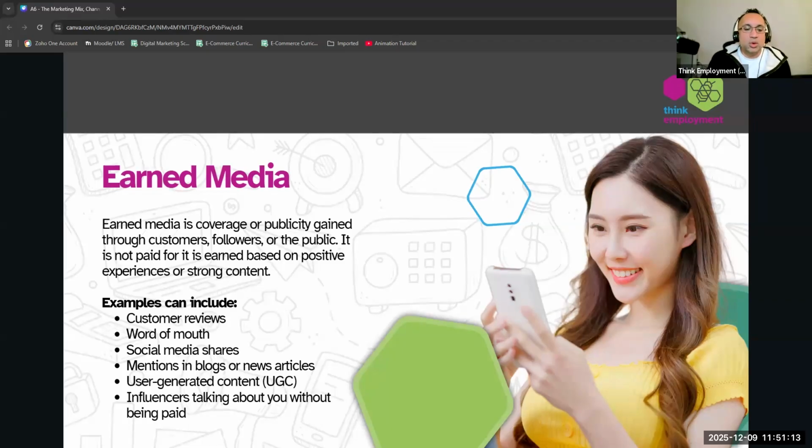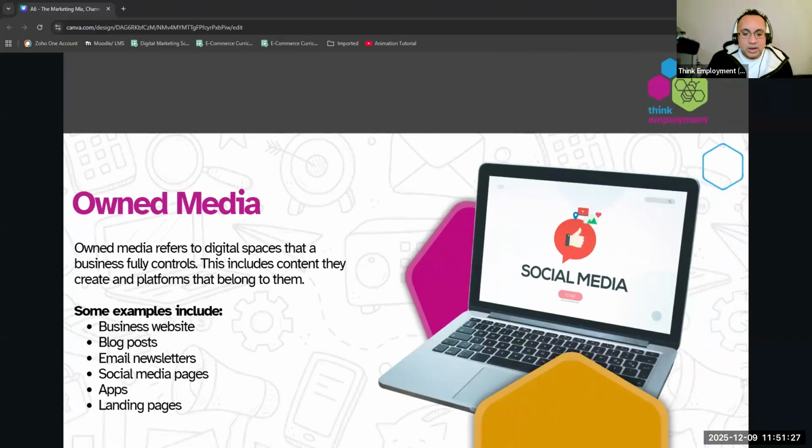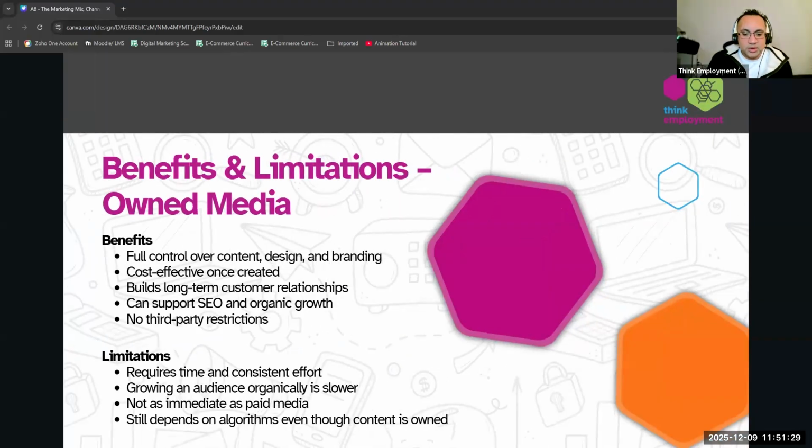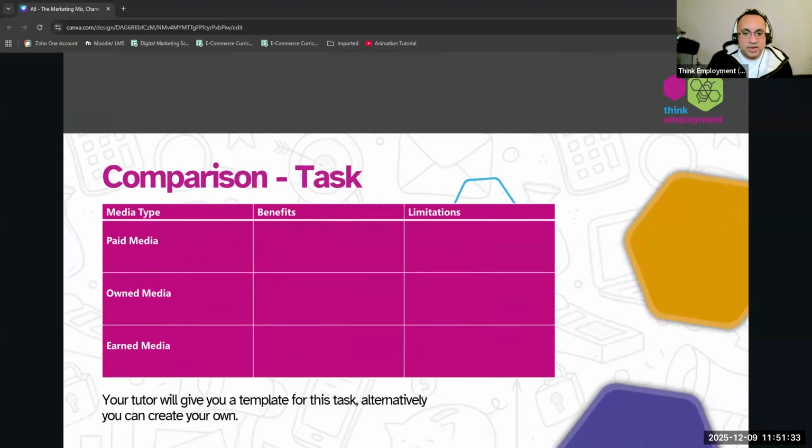Okay, so this is all earned media, and this is free and it's very valuable. So there's paid media, owned media, and earned media, three of them. And they all have benefits and limitations. So there's a comparison task, okay? Paid media, owned media, and earned media.